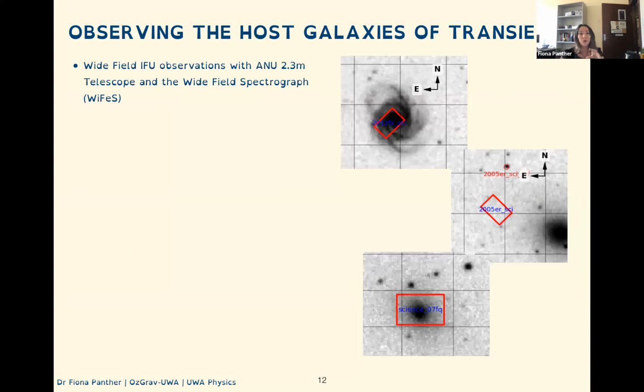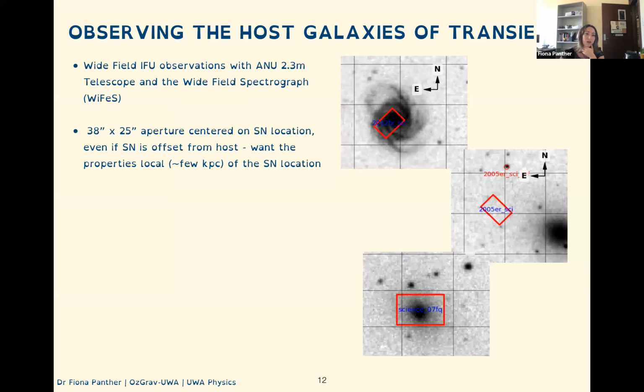So I used this wide field IFU on the ANU 2.3 meter telescope. It's the Wide Field Spectrograph, or WiFeS. It's like a mini MUSE, like on the VLT, a very small version of that. So it's got a relatively large aperture, which you center on where the supernova exploded. The supernovae have long since faded. We only care about the galaxy spectrum. We're not looking at the supernova. We want to look at the properties of the population within a few kiloparsecs of the supernova.